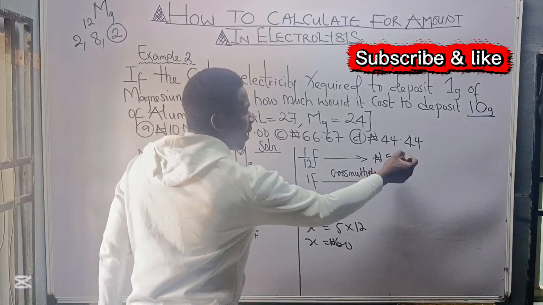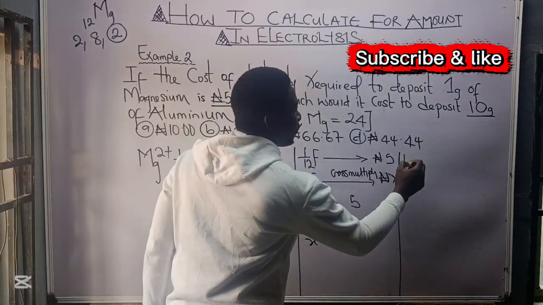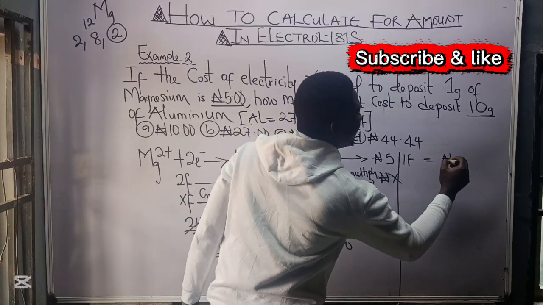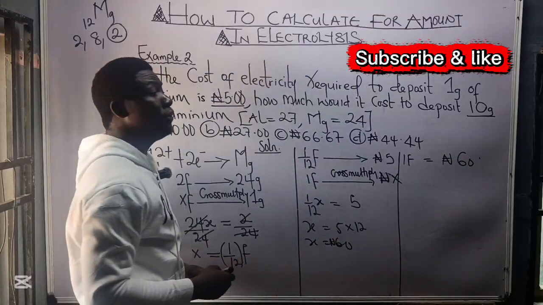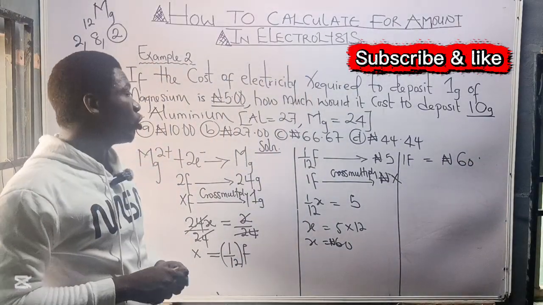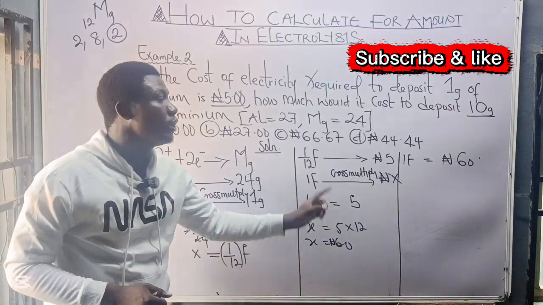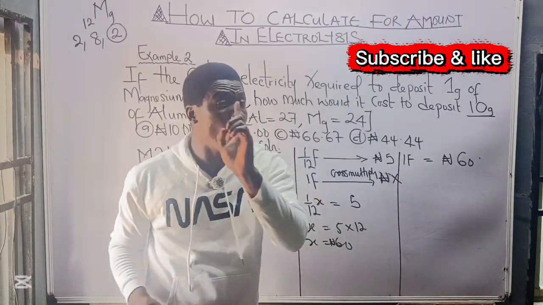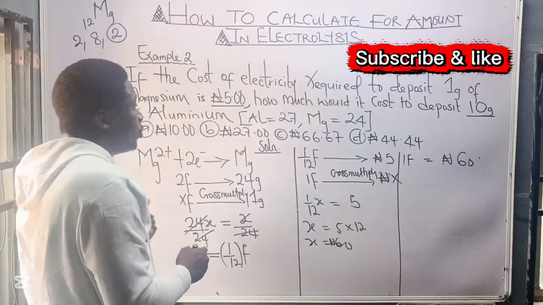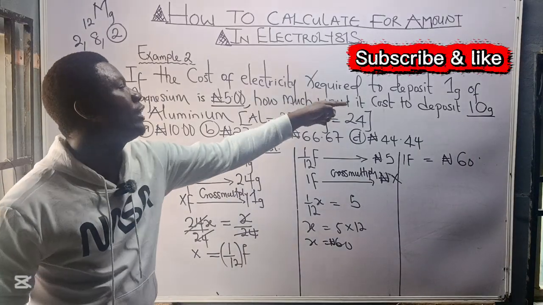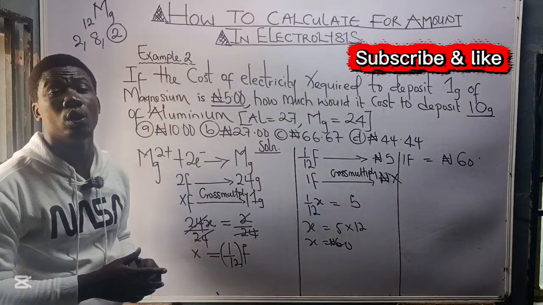Yes, 1 Faraday will cost 60 naira. That's what it means. Every 1 Faraday is 60 naira. So this whole calculation is to get the amount for 1 Faraday. Then you jump to the next ion. How much would it cost to deposit 10 grams of aluminium?